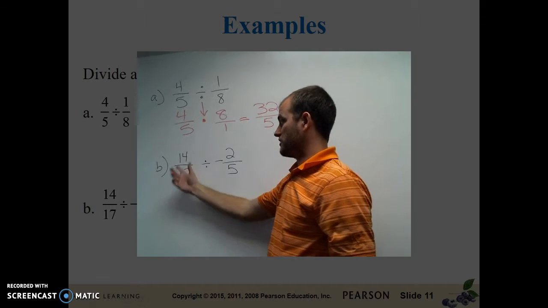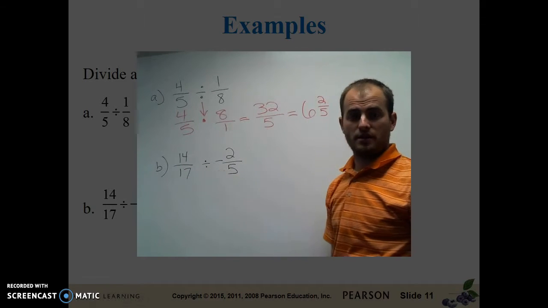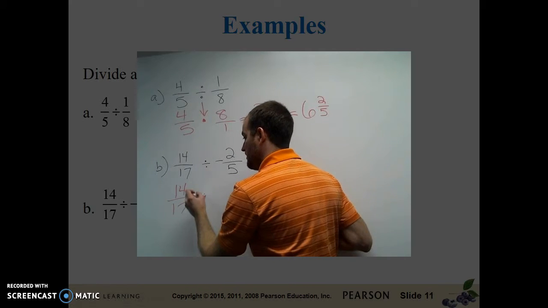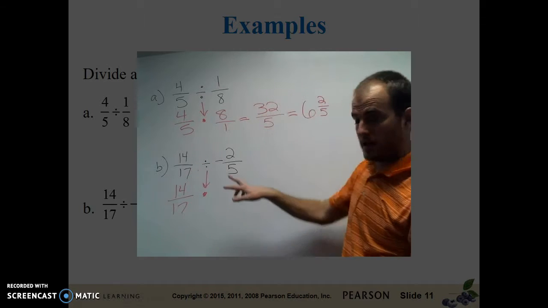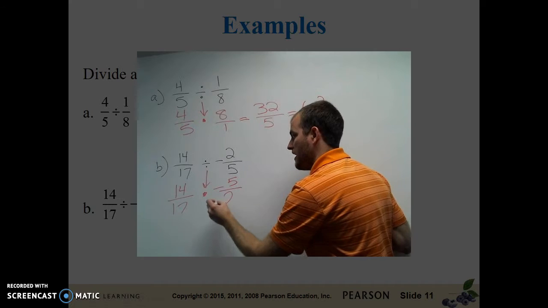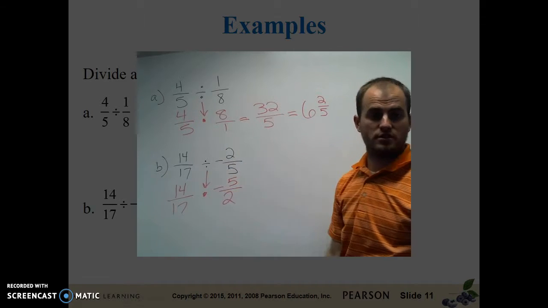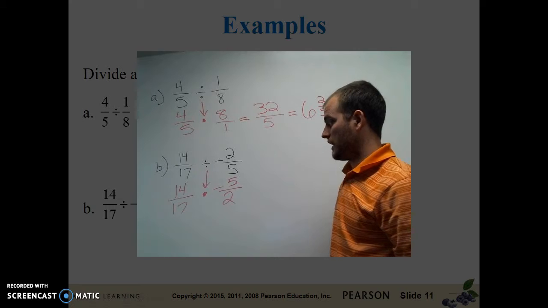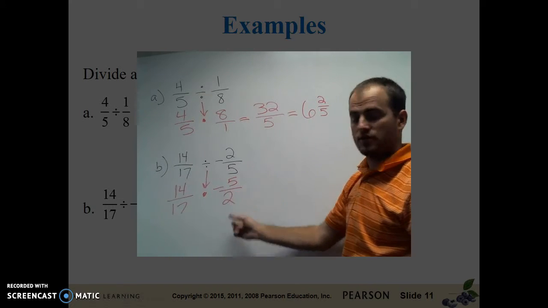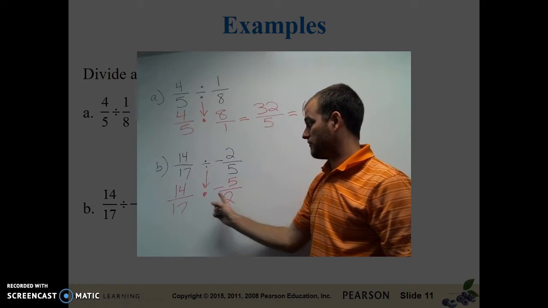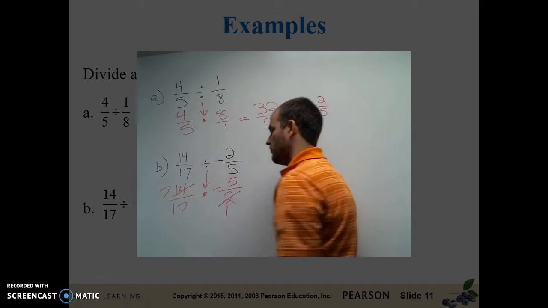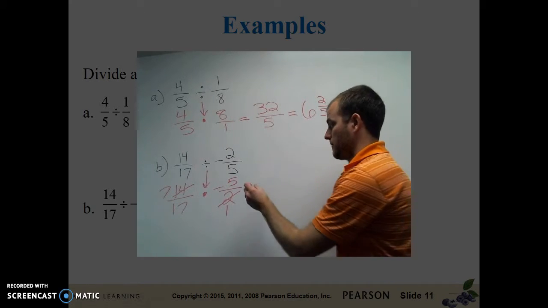So letter B on your sheet says 14 over 17 divided by negative 2/5. That would be the same thing as doing 14 over 17 times, remember, multiply by the reciprocal of the second number, negative 5/2. The negative just stays in front. Okay, remember to see if you can simplify first. The 5 and the 17 don't reduce, and the 5 and the 2 can't reduce. But the 14 and the 2 can reduce. 2 goes into 2 once. 2 goes into 14 7 times.